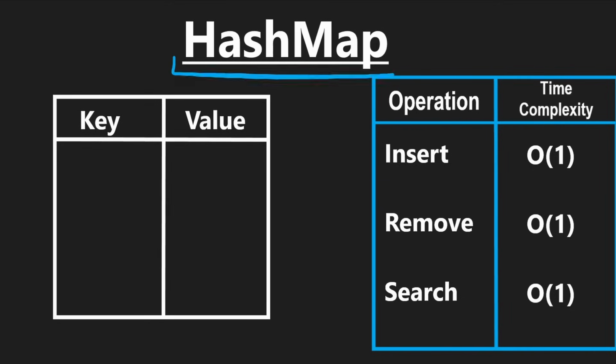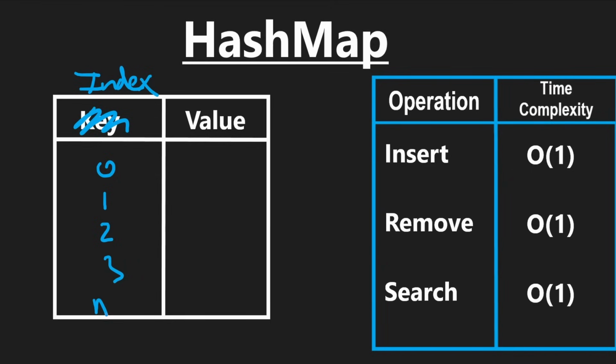Hash maps are actually built on top of arrays, and they work very similarly. With an array, instead of having a key, you would have an index, starting at 0, going to 1, 2, 3, up until the length of the array minus 1. And then from that index, you would map it to some value. The value could be an integer or something else.